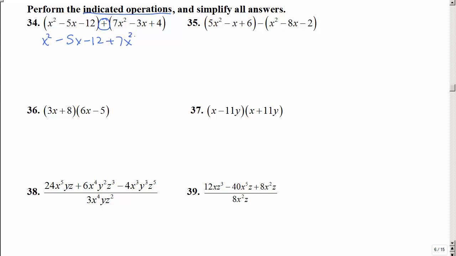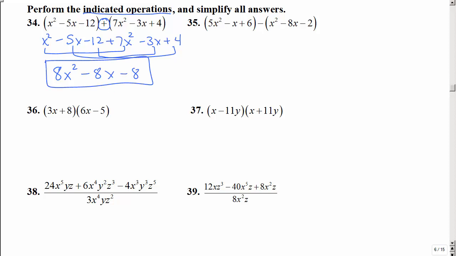So those parentheses really don't do us any good. So I'm going to collect like terms. That's 8x squared, that's minus 8x, and minus 8. I think that's purely coincidental that those are all 8s.